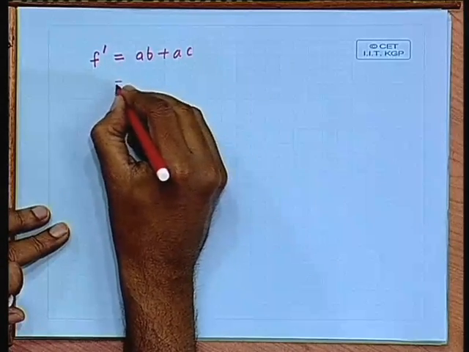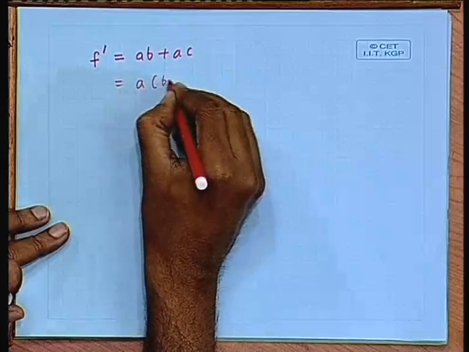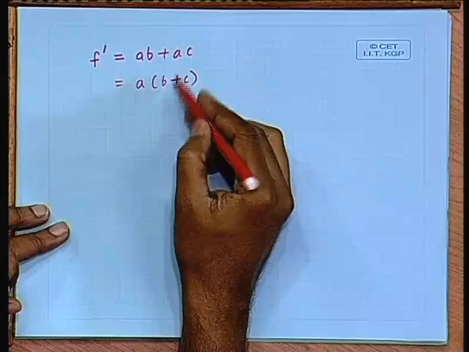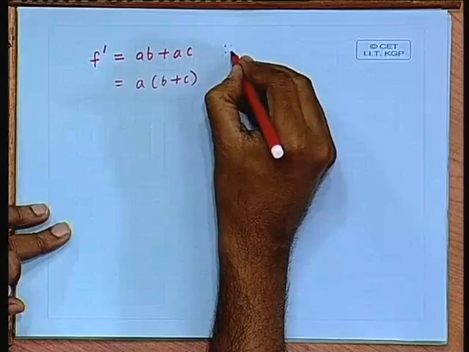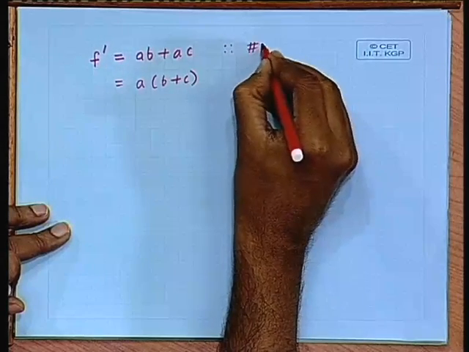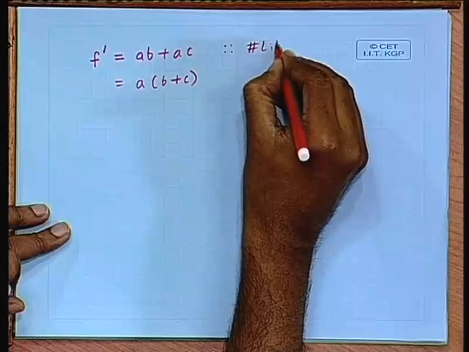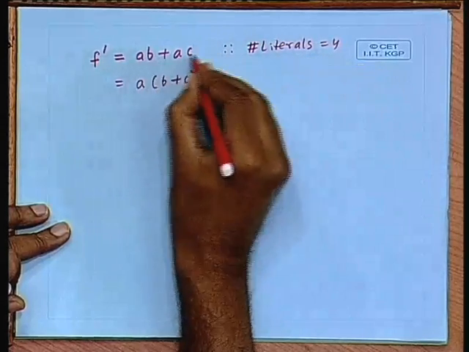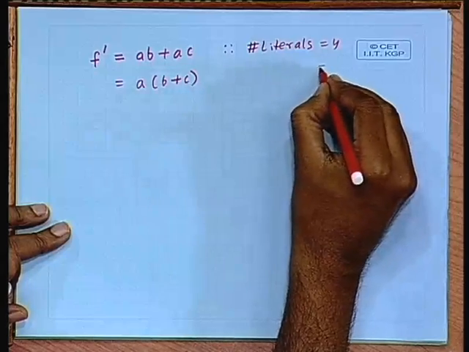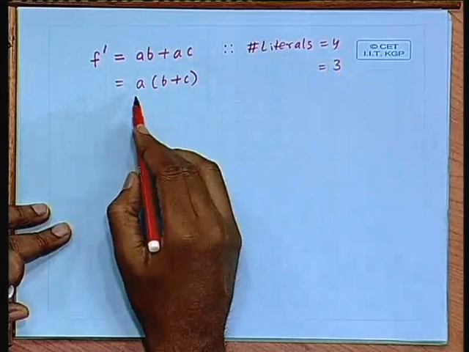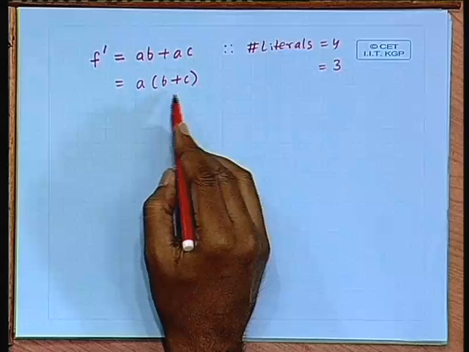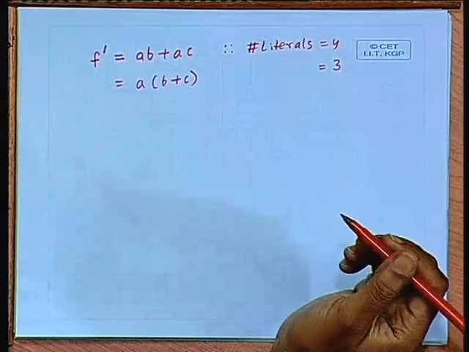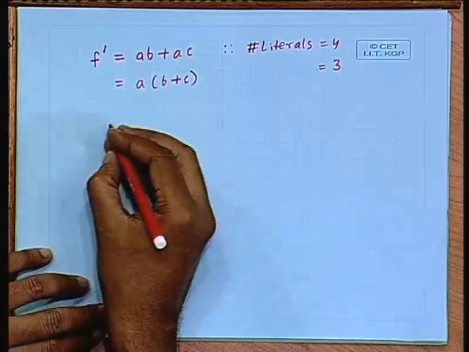Now, naturally you can do factorization, and you can see that through factorization, in the first case the number of literals were 4, 1, 2, 3, 4, and here this has been reduced to 3. So, apparently we can expect a smaller number of transistors in CMOS realization.